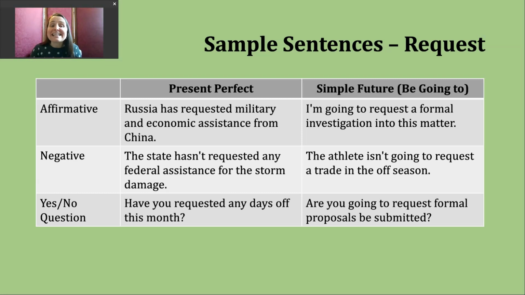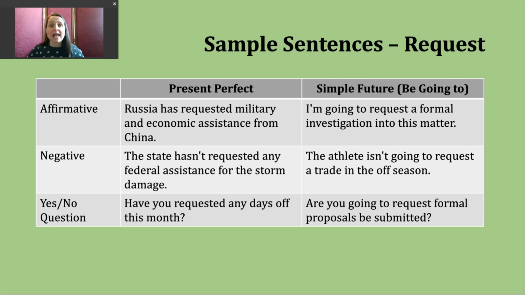If I want to make a negative present perfect sentence, I need to, again, pay attention to my subject and then use have or has. Then I'll use not, and then the participle. You might hear some people use the contraction forms. So has not becomes hasn't, and have not becomes haven't. You can see that in the example here. The state hasn't requested any federal assistance for the storm damage.